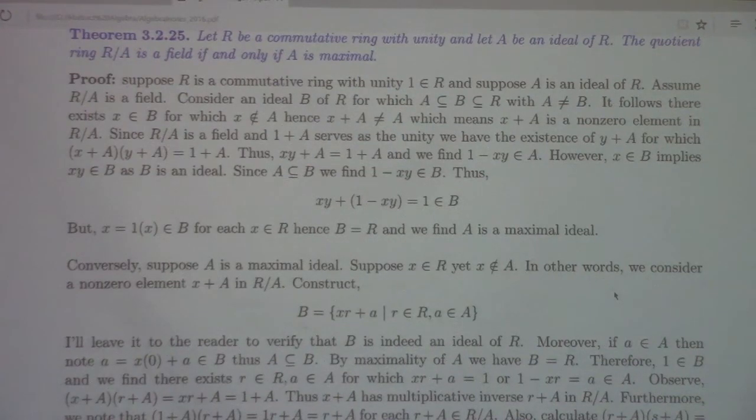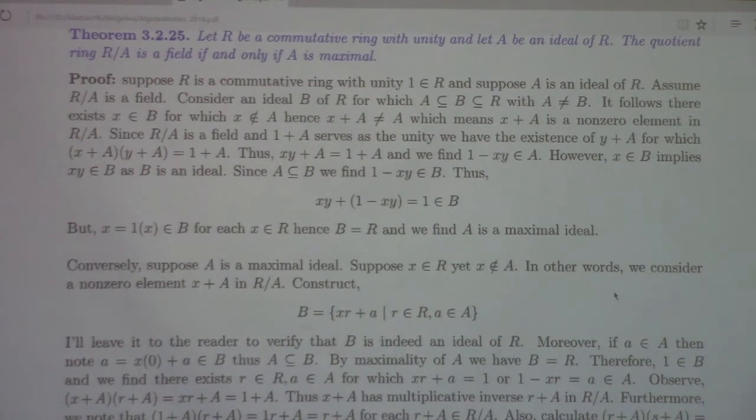So x is an element of B implies that xy is an element of B, as B is an ideal, all right? Remember, we're considering this B, which is between A and R, possibly, with A not equal to B. Our goal is to do what? Our goal is to show that this B has to be R. Showing that will prove maximality.